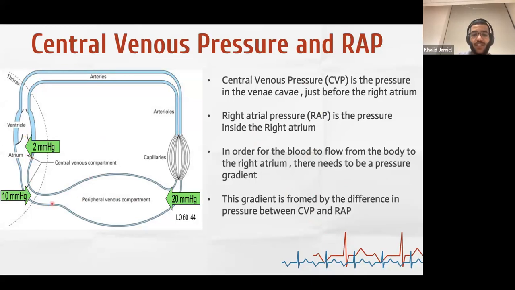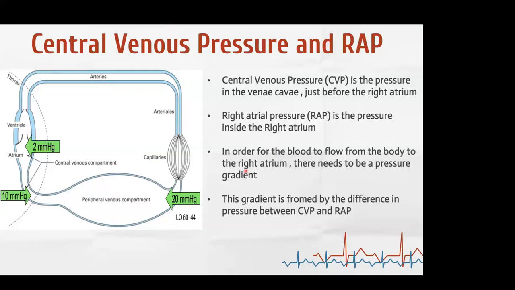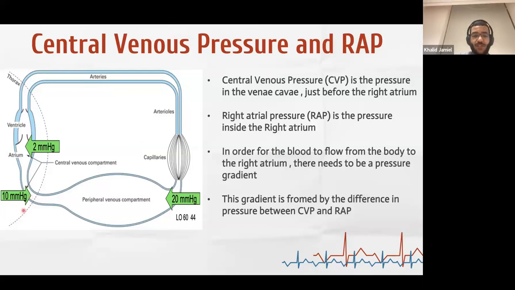So in this case, what's the pressure gradient? Anyone? 8. 8, exactly. Because the difference between central venous pressure, which is 10, and right atrial pressure, which is 2, is 8.